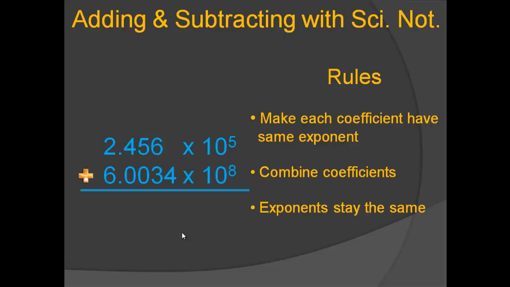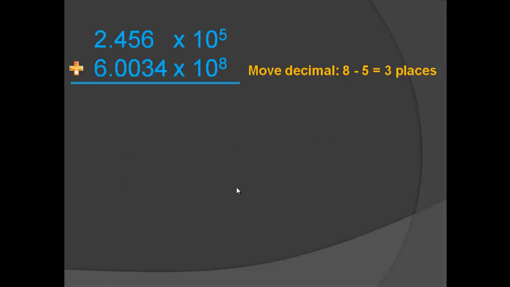So for example, if I had 2.456 times 10 to the 5th plus 6.0034 times 10 to the 8th. These exponents are different numbers, so you would have to make them the same. Either you put both of them to 8 or both to 5. So you can decide which one is easiest for you. But what I would do is move the decimal 3 places. 8 minus 5, the difference between these two numbers is 3 places. So I'll move the smaller exponent to make it look exactly like the bigger exponent.